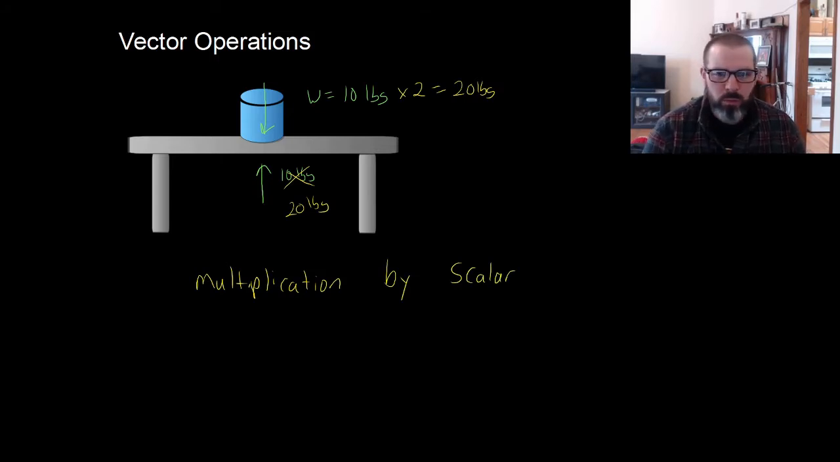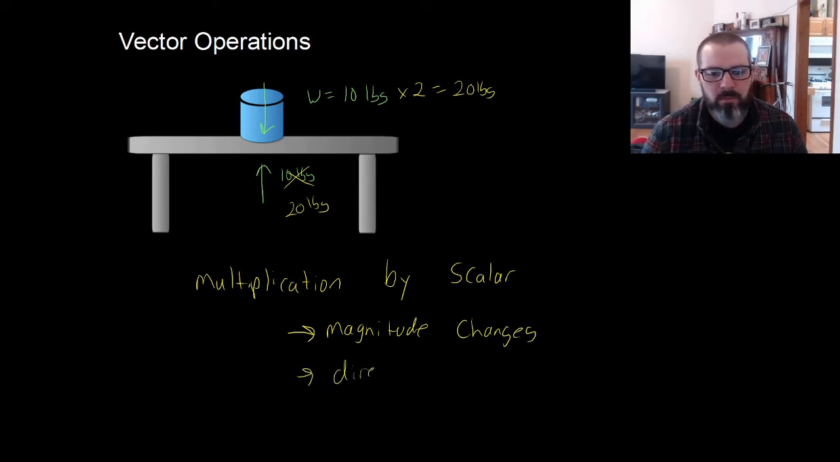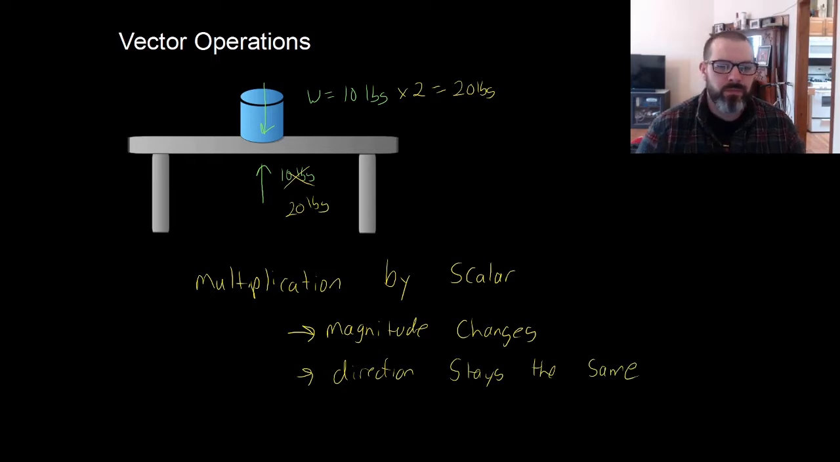What we just did to this force vector of 10 pounds is multiply it by a scalar. And when you multiply by a scalar, it's very simple. The magnitude changes, but the direction stays the same. So multiplying by a scalar scales up and down the magnitude, but the direction does not change.